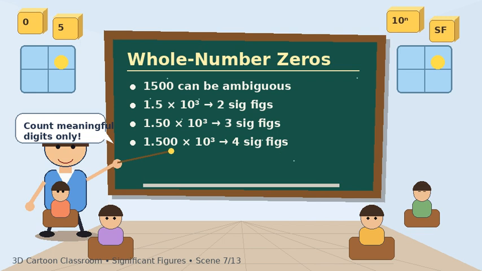The number 1500 could have 2, 3, or 4 significant figures depending on the intended precision. Scientific notation removes this ambiguity. 1.5 times 10 to the power 3 has two significant figures. 1.50 times 10 to the power 3 has 3. 1.500 times 10 to the power 3 has 4.